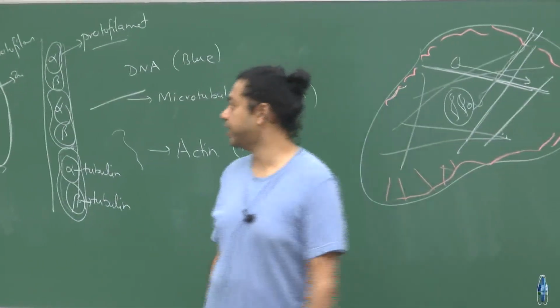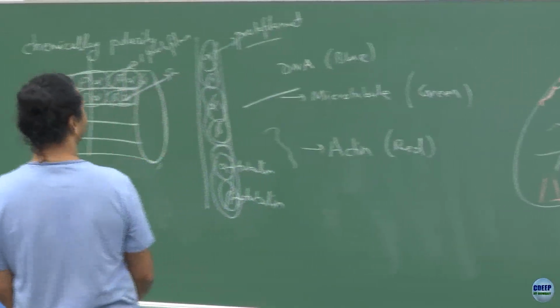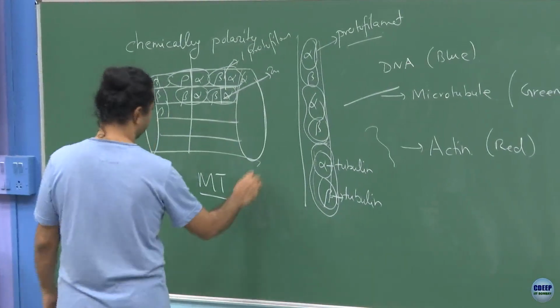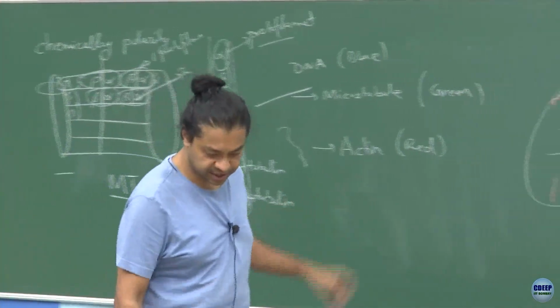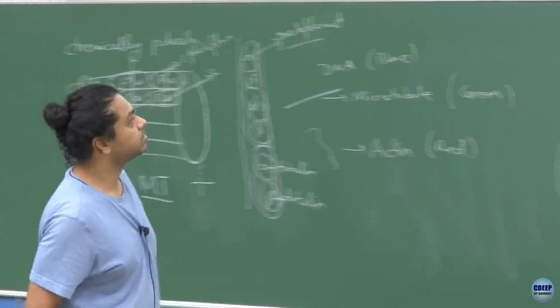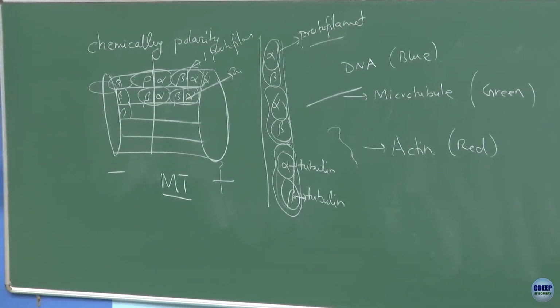So, it has a chemical polarity, and one end is called the plus end and the other end is called the minus end. I emphasize that it is chemical because sometimes it gets confusing. There is nothing electrical about this polarity.